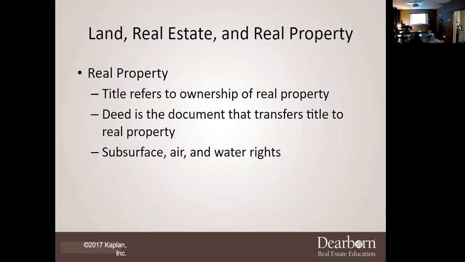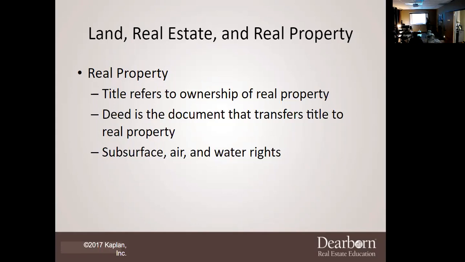Except, Mr. Eugene, Mr. Jacob decides that he wants to sell one of his rental houses. And Mr. Jacob says to Mr. Eugene here, Mr. Eugene, I want to sell my property to you. However, I'm not giving you the ownership to my subsurface or my mineral rights.